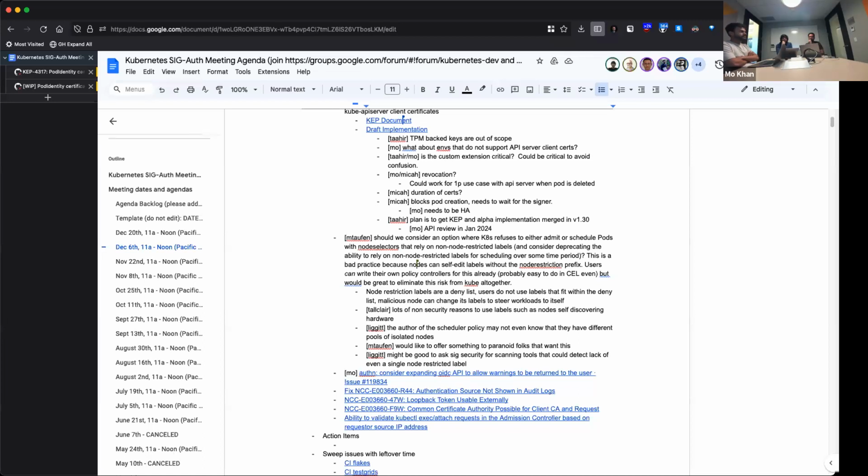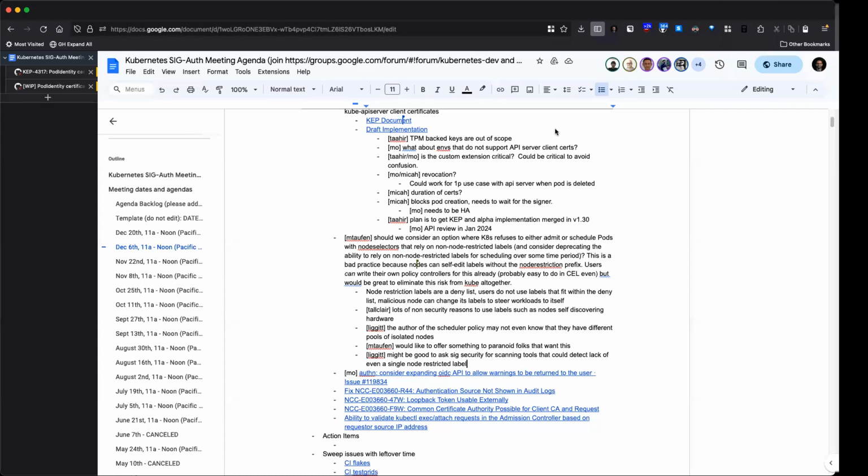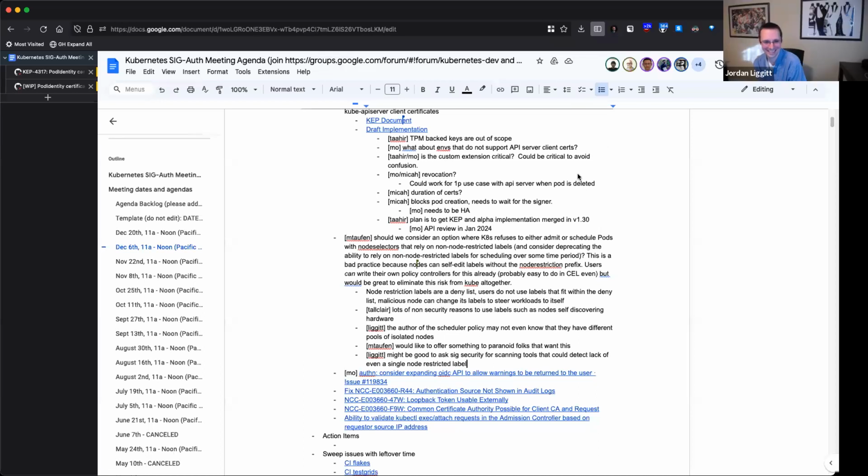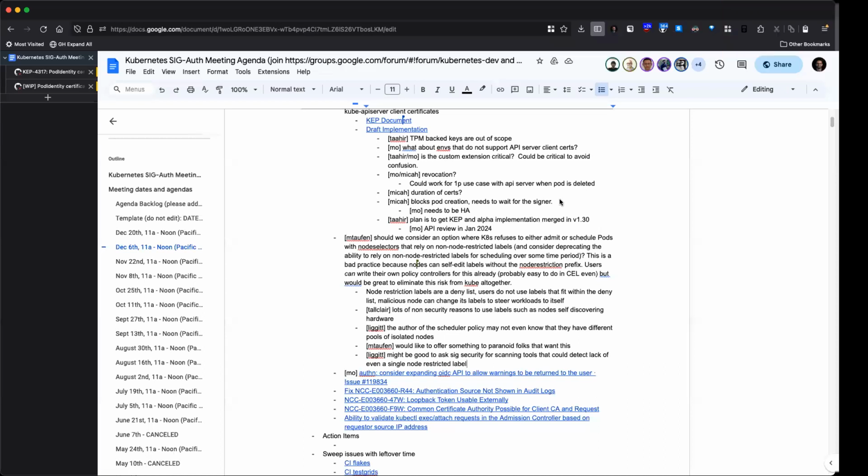We can't forbid it, and I think putting warnings on every pod that has no node restriction labels is going to be spammy to the point of, how do I turn off and ignore all warnings forever? Which is not what we want. Yeah. You've got to move the needle somehow. Yeah.